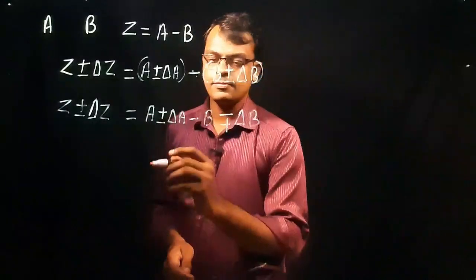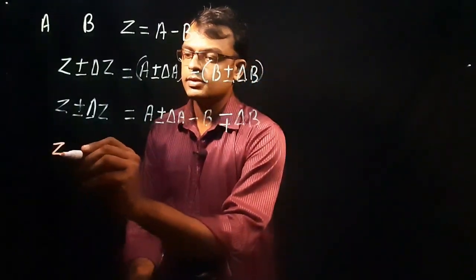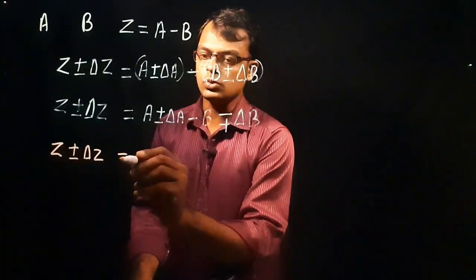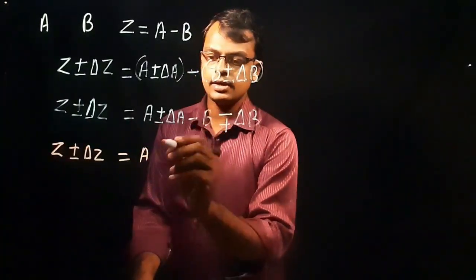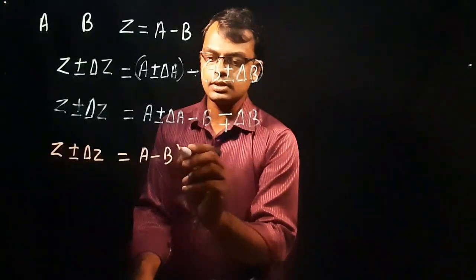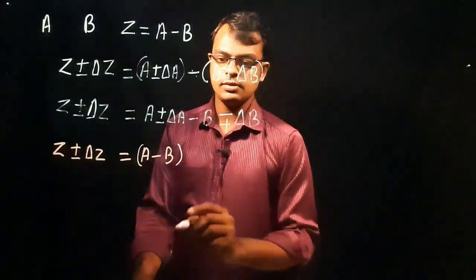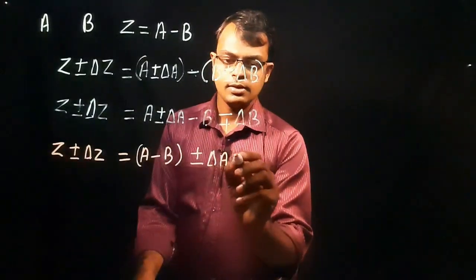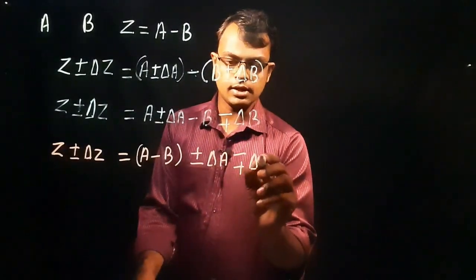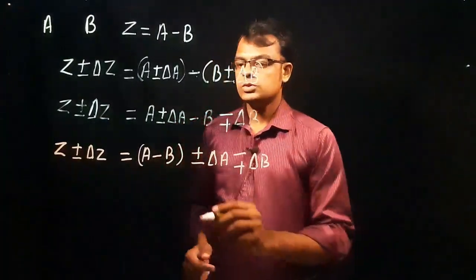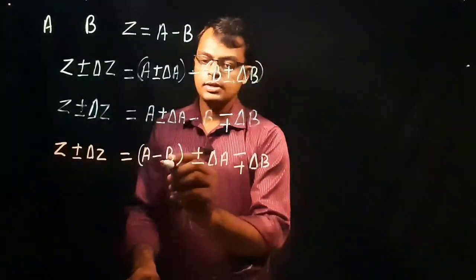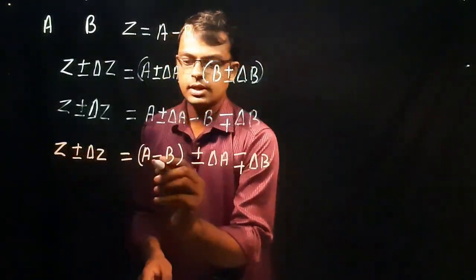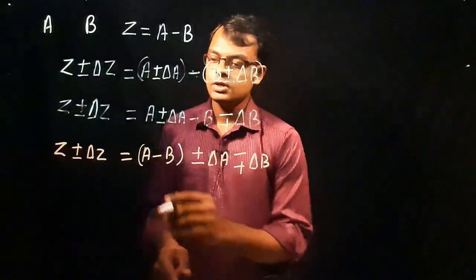Therefore we can write here Z plus or minus delta Z is equal to A minus B, right? A minus B. Next one is plus or minus delta A minus or plus delta B. So here A minus B is equal to Z. So if you write this one, this Z and this Z will cancel. So what is the final result?